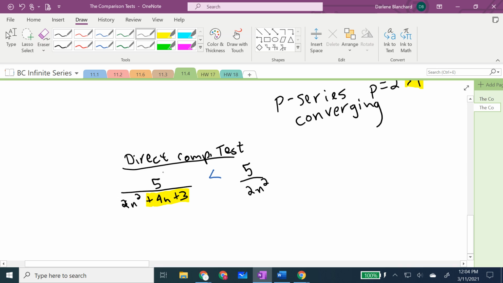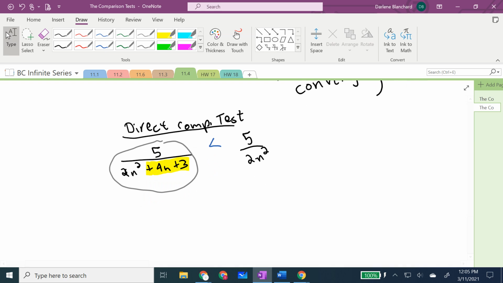My series is smaller than a known convergent series. Yes, that's what I wanted. I wanted to be smaller than a converge or bigger than a diverge. So at this point, you could say that the final answer to the initial question is converge.